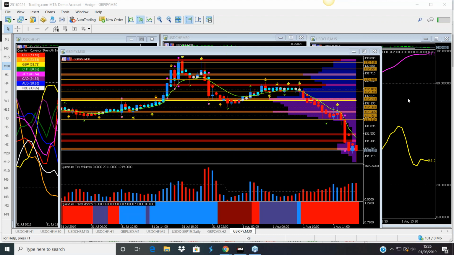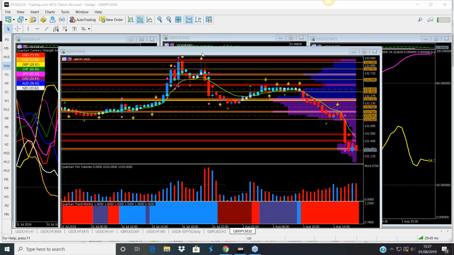And of course, the week doesn't stop today. Tomorrow we have NFP, and if it's a really good non-farm payroll number, I suspect the dollar may continue to climb higher, but we shall see.